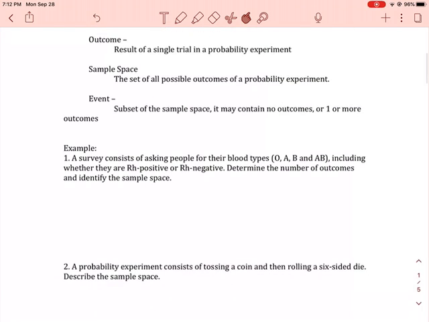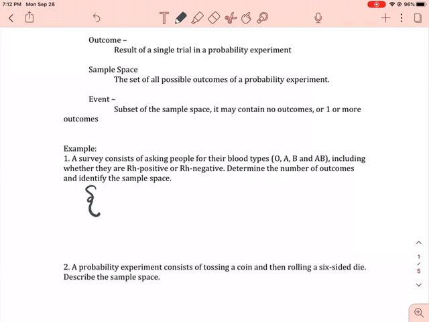All right, so let's take a look at our example here. We're going to write a sample space. A survey consists of asking people their blood types, which is O, A, B, and AB, including their Rh positive or Rh negative factors. Determine the number of outcomes and identify the sample space. Now, you don't have to do that in any particular order. I find it easier to determine the sample space and then state the number of outcomes.